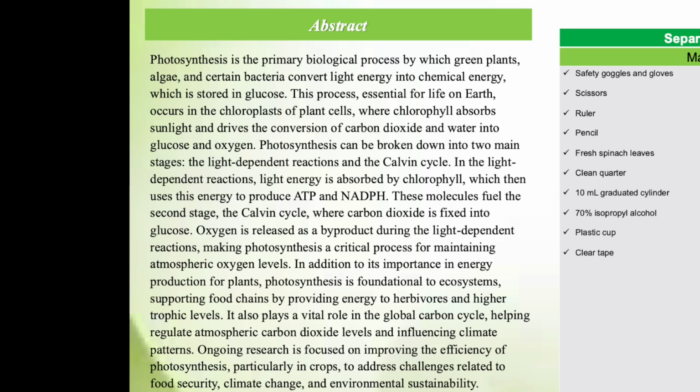In addition to its importance in energy production for plants, photosynthesis is foundational to ecosystems, supporting food chains by providing energy to herbivores and higher trophic levels. It also plays a vital role in the global carbon cycle, helping regulate atmospheric carbon dioxide levels and influencing climate patterns. Ongoing research is focused on improving the efficiency of photosynthesis, particularly in crops, to address challenges related to food security, climate change, and environmental sustainability.